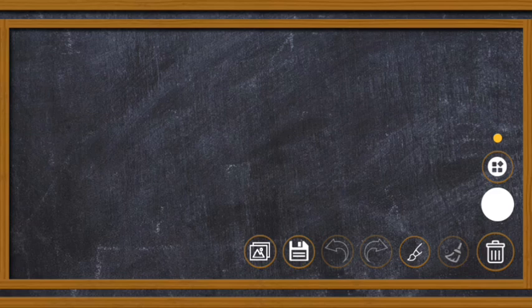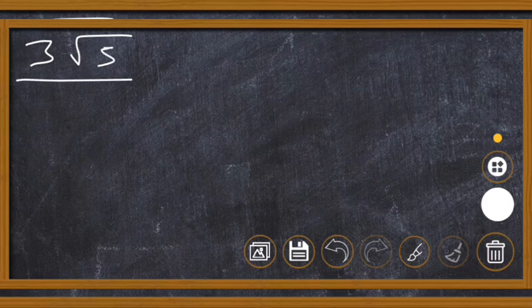Okay, so let's say you have 3 root of 5 over 2 root of 6. What can you do if you have been asked to rationalize the denominator in this case? Okay, so to rationalize the denominator, you simply have to multiply with the root of the denominator. Both the numerator and the denominator should be multiplied by the root of the denominator.